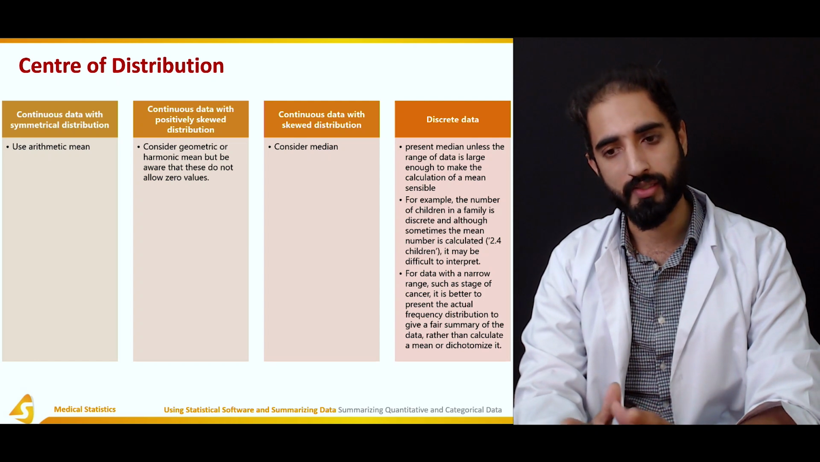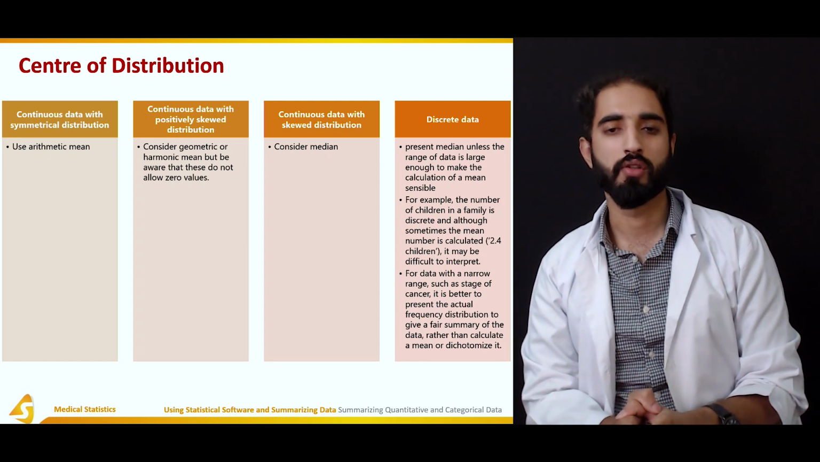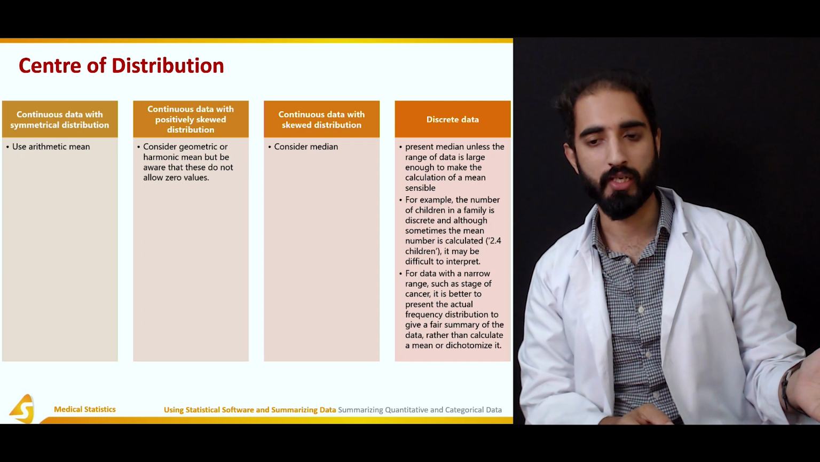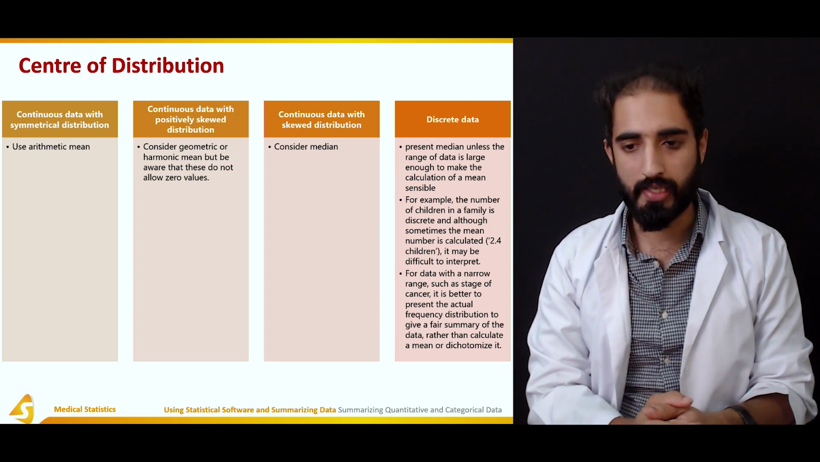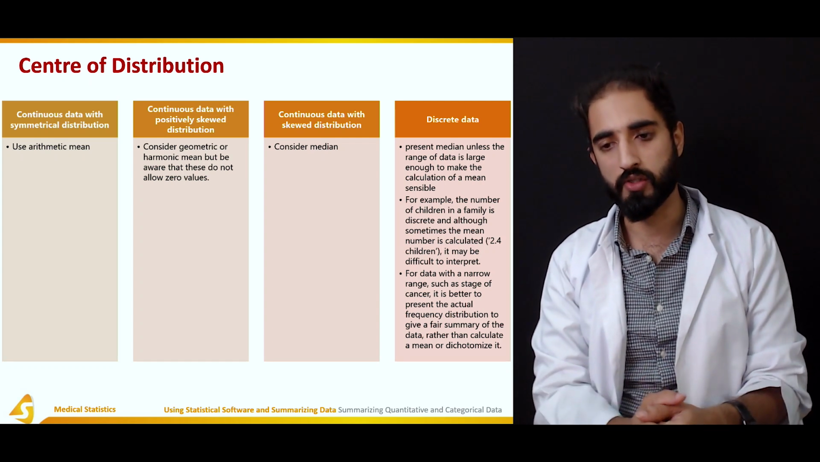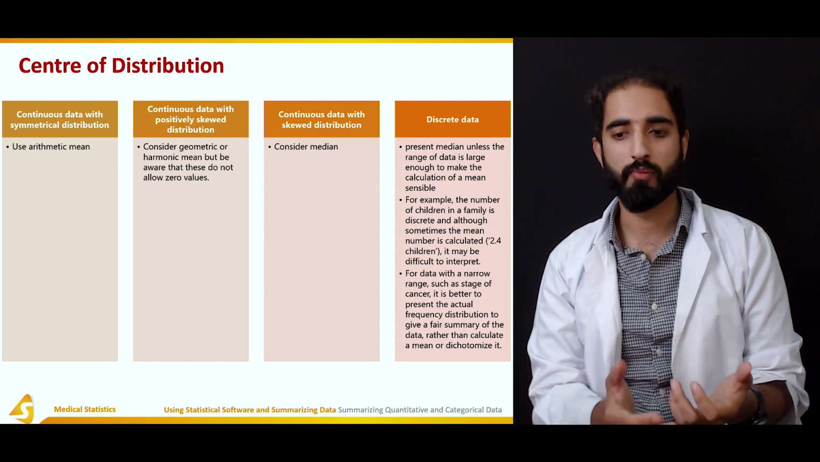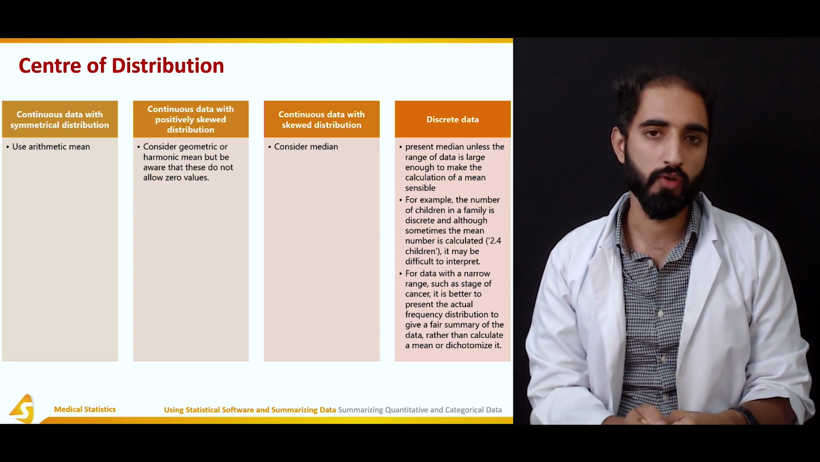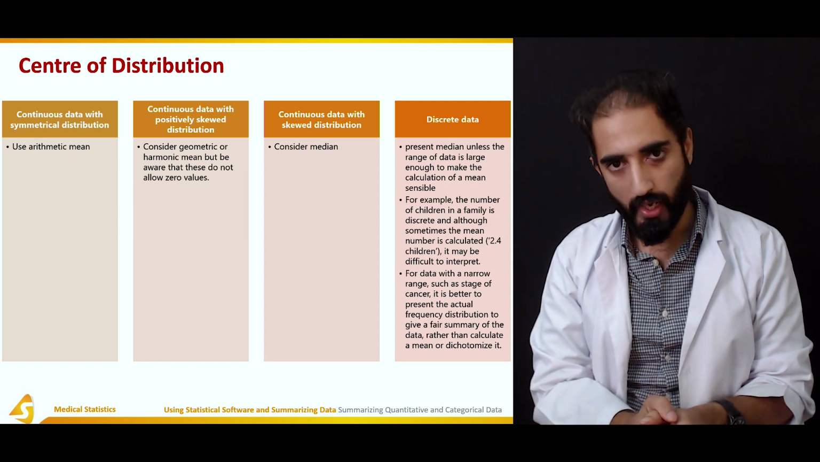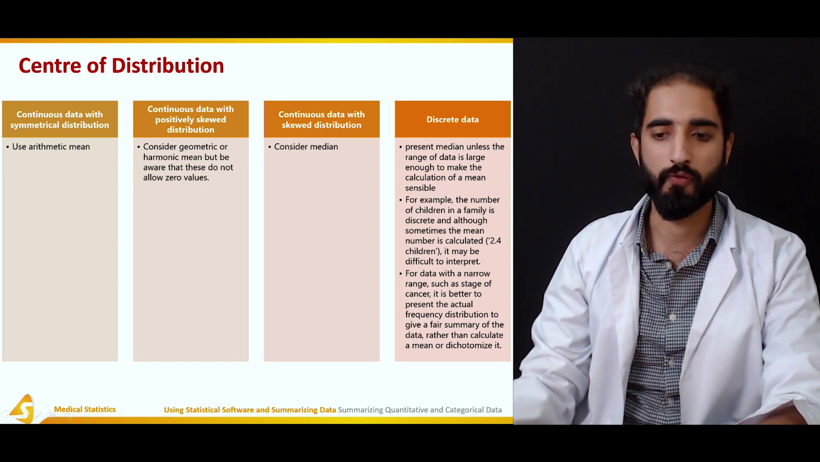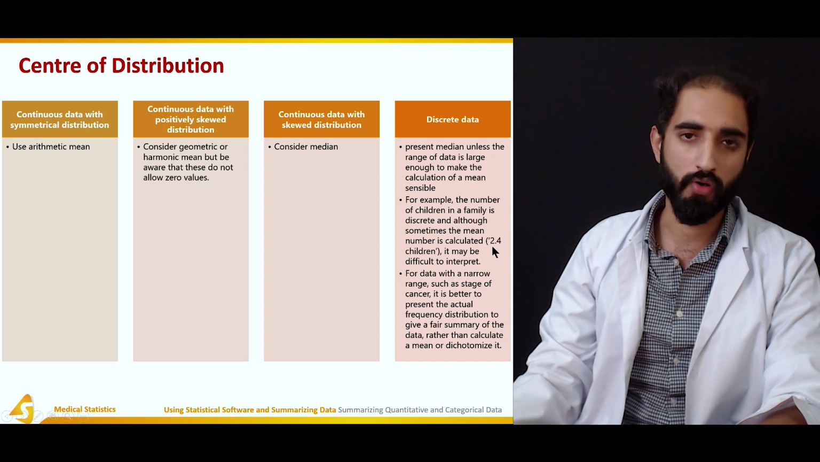Unless the range of data is large enough to make calculation of a mean sensible, then we can go for arithmetic mean. And the example here is that the number of children in a family is discrete, and although sometimes the mean number is calculated, it may be difficult to interpret because those are small values, and if we get the mean of 2.4, now the number of children 2.4 does not make any sense.